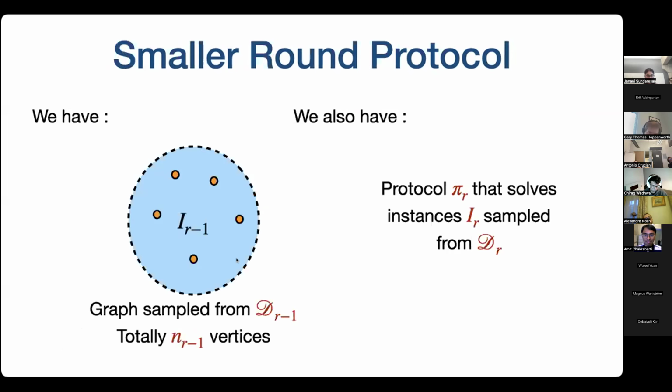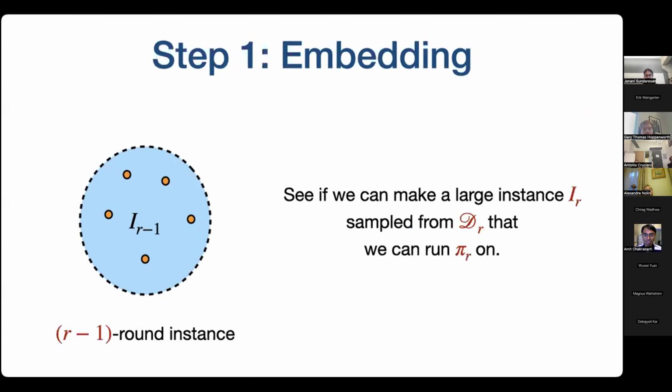So I'm going to visualize the smaller instance like this, and we have some protocol Π_R. How can we actually use Π_R to solve this I_{R-1} instance? So these are my only real vertices at this point. This is what I am focusing on. So the first obvious step, you want to be able to run this Π_R on some instance. So you just want to construct a bigger instance so you can use what this protocol does. So this is going to be embedding the smaller instance inside a larger R round instance.